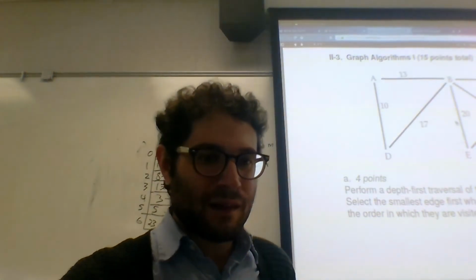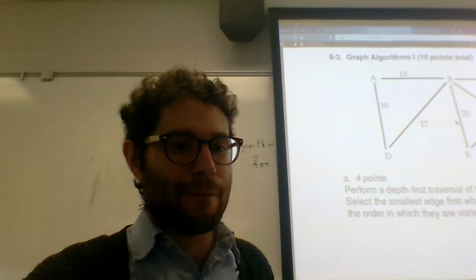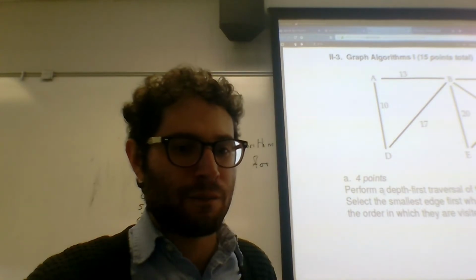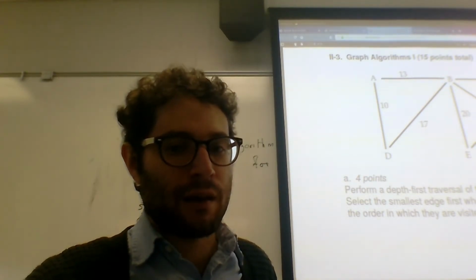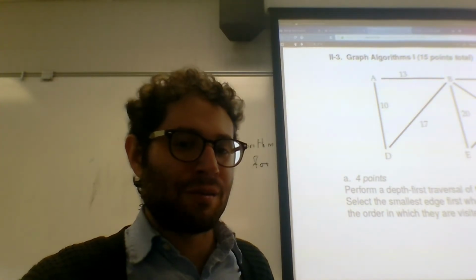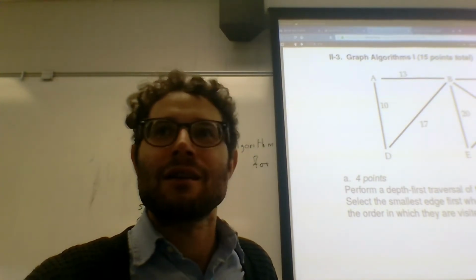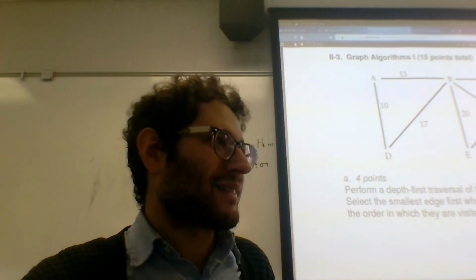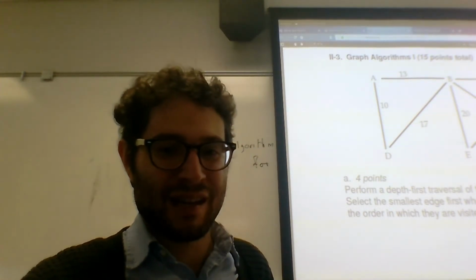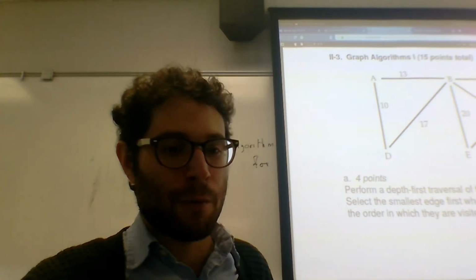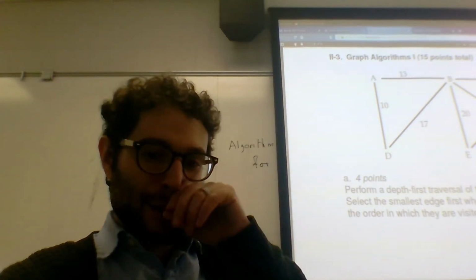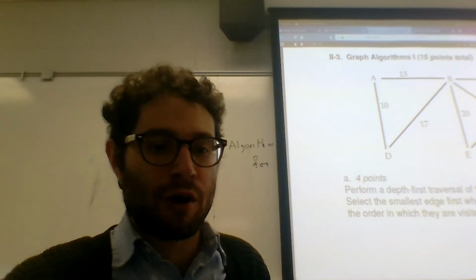All right. So graph algorithms: perform a depth first traversal of the graph shown above, starting with vertex C. We're not starting from A, we're starting from C. Select the smallest edge first when appropriate. In the space below, list the vertices in the order in which they're visited.